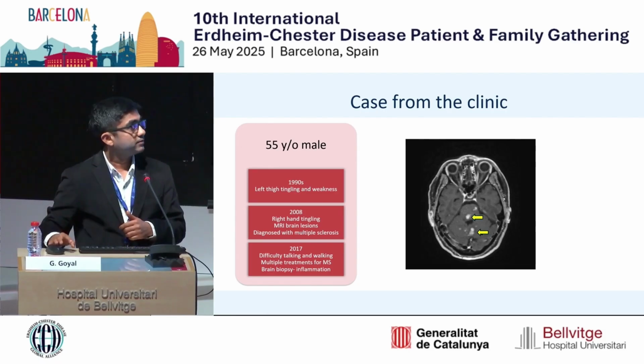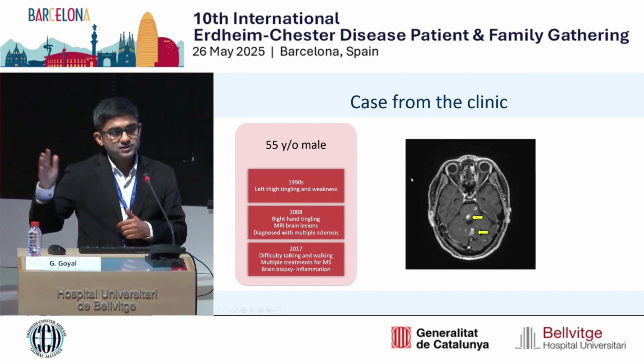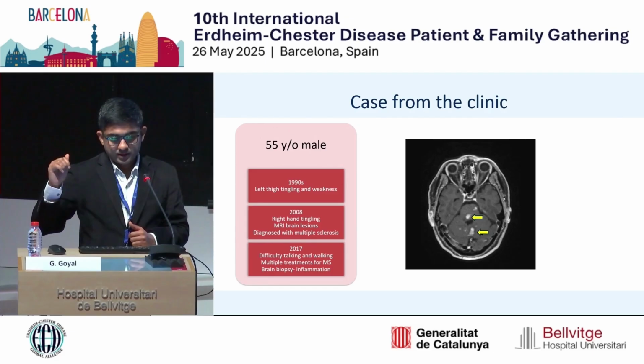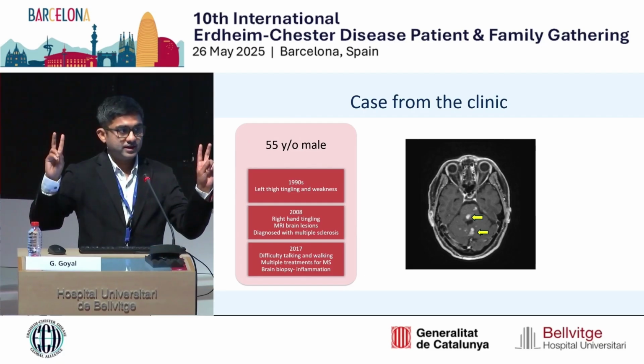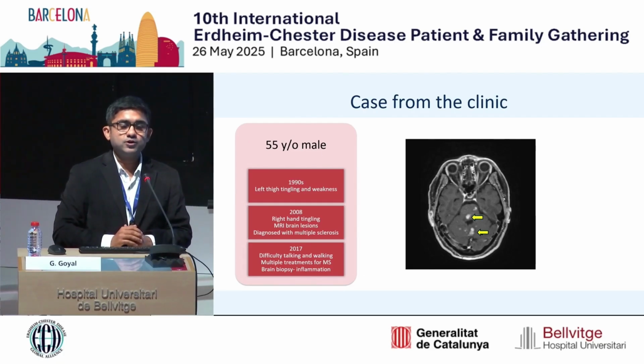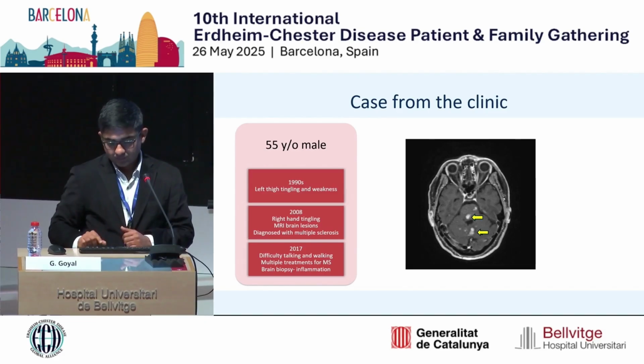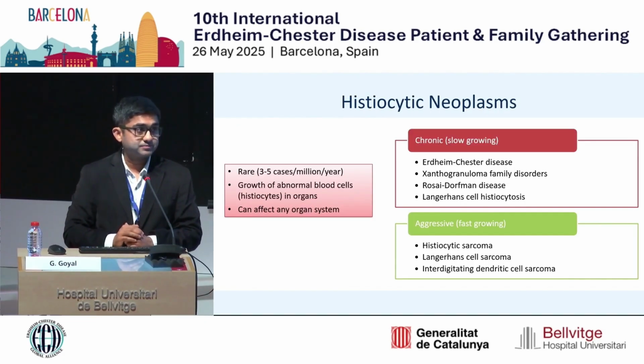We call it posterior fossa because it's on the back side, if these are the eyes. And fast forward 2017, he started having difficulty talking and walking. Was diagnosed with multiple sclerosis back in early 2000s, based on how it looked on the scan. Got multiple treatments. No improvement. We have heard this story before, right? And then had a brain biopsy, was called inflammation with some lymphohistiocytic infiltrate. We'll come back to the case.